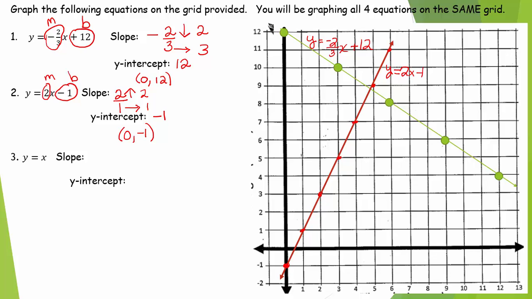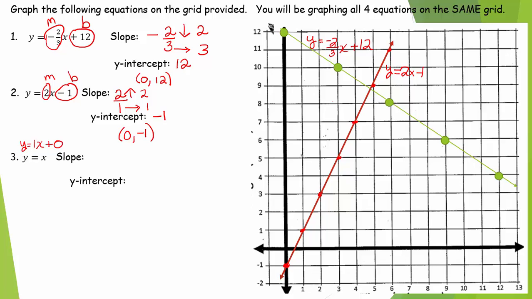We always draw arrows at both ends and label our graph. Next one. Now this one is in the form y equals mx plus b, but it might be harder to see. If it's y equals x, that means y equals 1x. And if I don't see a constant on the end, I'm like, oh, my constant must be plus 0.